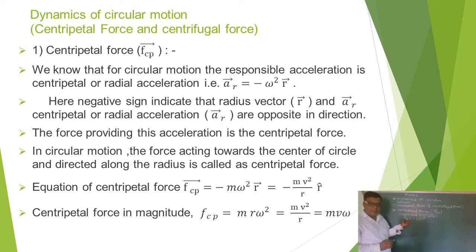Now the equation of centripetal force is F_CP equal to minus m omega square vector r, or minus m v square upon r r cap. Here r cap shows the direction of the centripetal force.